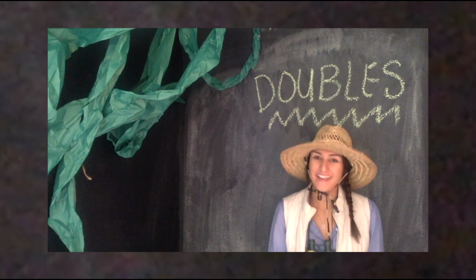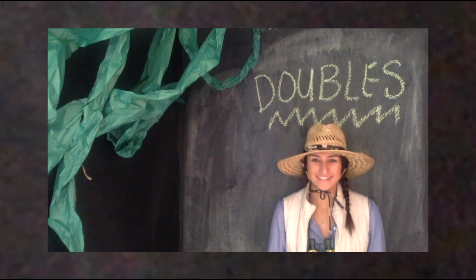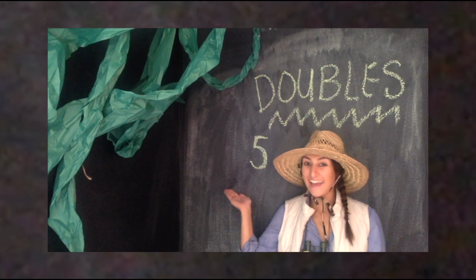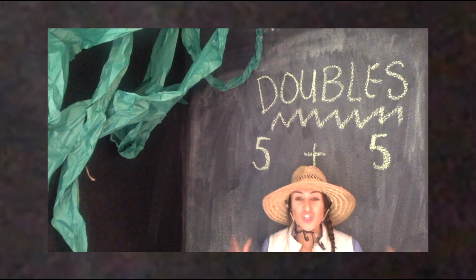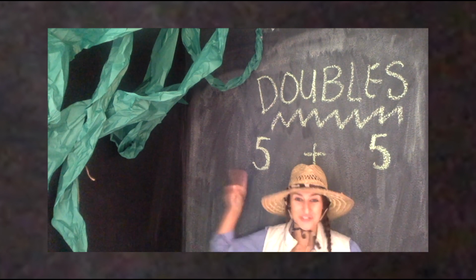And guess what? In addition, doubles is the same thing. Doubles are an addition fact that includes 2 of the same numbers. For example, like 5 and 5. Then if you add them together, you're adding the same number to itself.